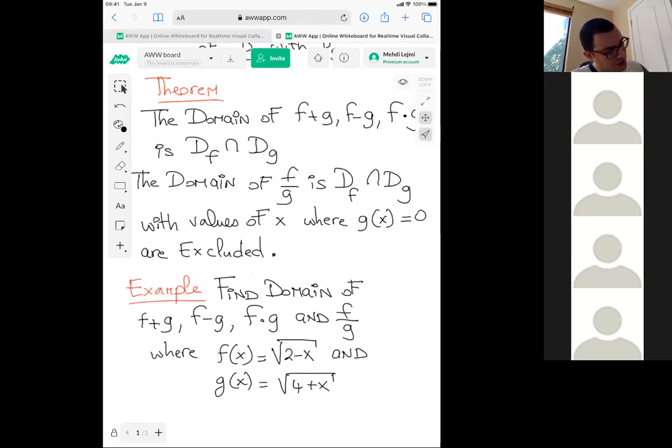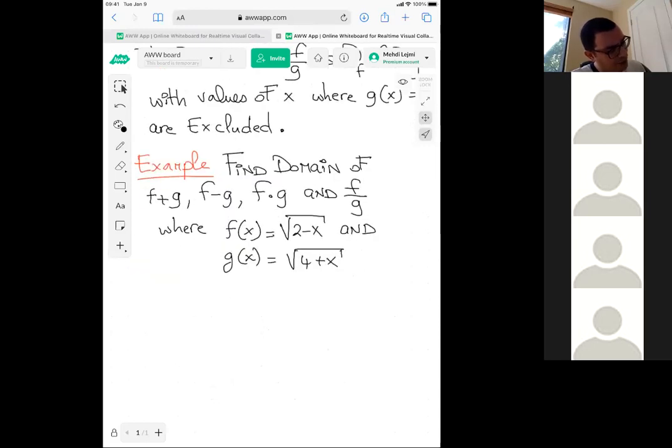So to answer this question, we need to find the common domain. Once you find the common domain, that will be the domain of f plus g, f minus g, f times g. For f over g, you have to exclude the values where g of x is 0. So how do we find this common domain?